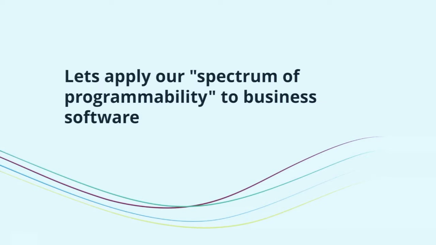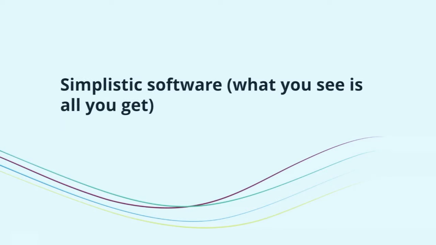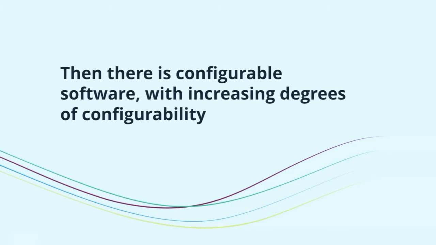So now let's apply this whole spectrum of programmability, from the simplistic to the configurable to more automated configuration, to the business software example. In this spectrum, the simplistic software is one where what you see is all you get. That's the one where you have to stretch and bend your business to fit that software. Then there is configurable, where you maybe change the UI settings, change some of the order and add some elements, with an increasing degree of configurability. So you are adding more and more configurations to the software.